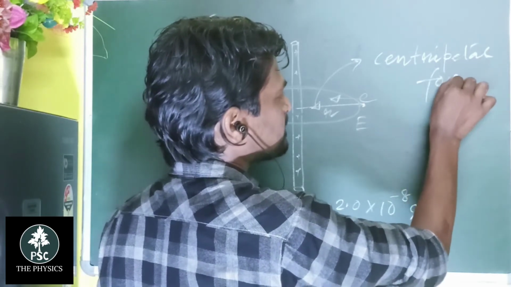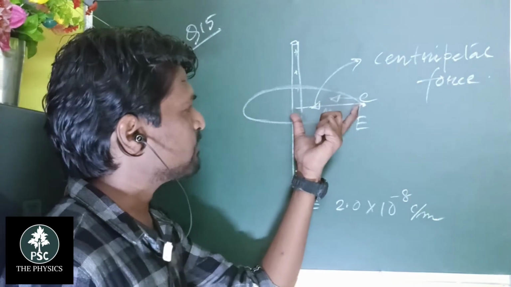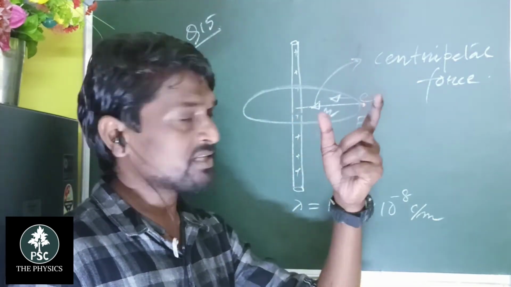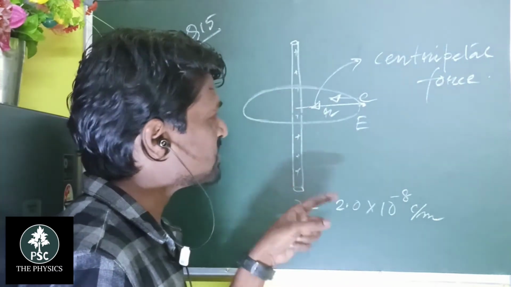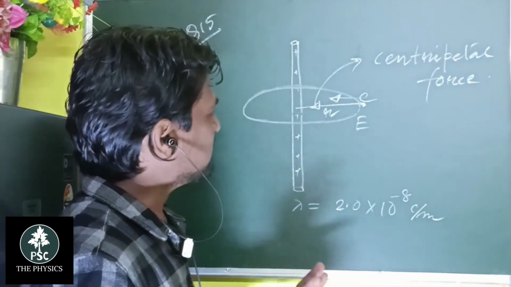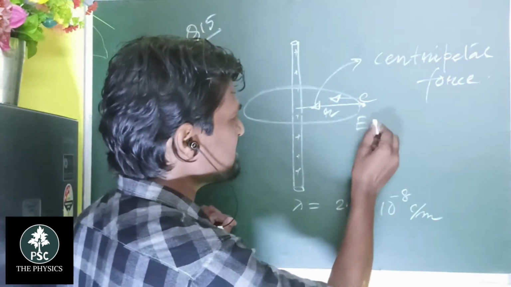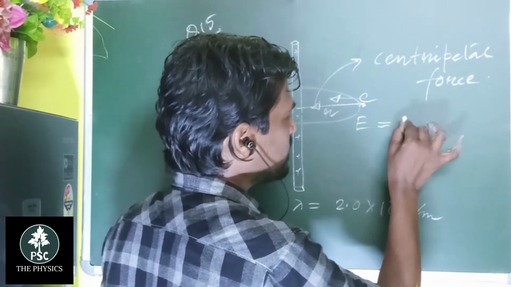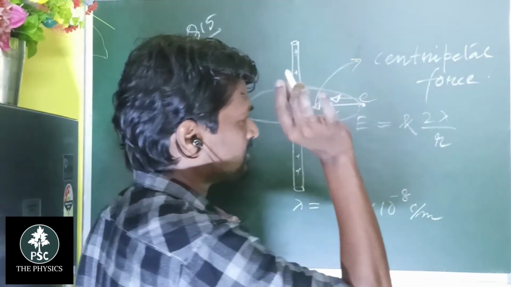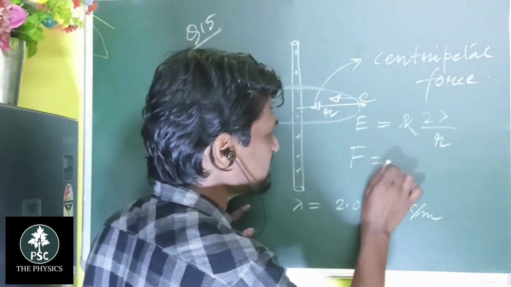Centripetal force. And this centripetal force is provided by the electrostatic influence between the electron and the linear distribution that can create the electric field. So this linear distribution of charge can create an electric field, which is equal to kappa 2 lambda by r. So the force is QE.